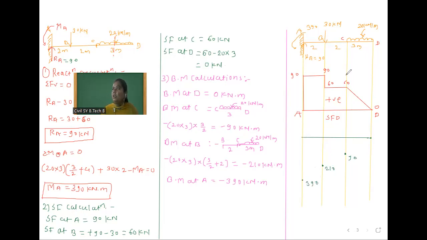Now, in between C to D, there is a uniformly distributed load. That means the curve is parabolic. And after that, an inclined straight line.